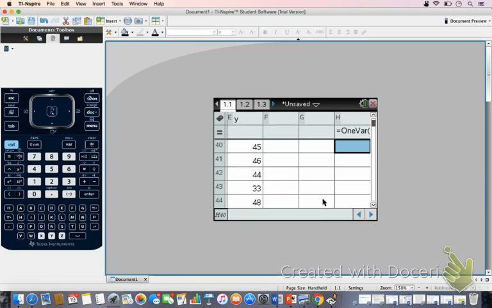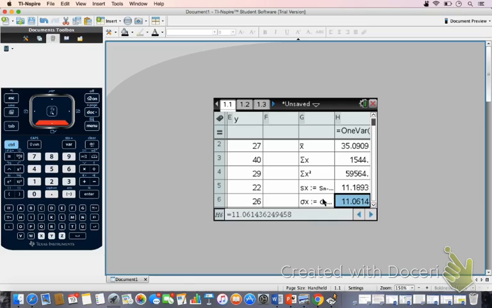Now, we entered 44 pieces of information, so our calculator has the calculations we're looking for, but they're just kind of way up here. So we're going to have to arrow up until we find all of the values from one variable statistics. And so our calculator has found for us the mean. So our sample mean reading score is 35.0909.